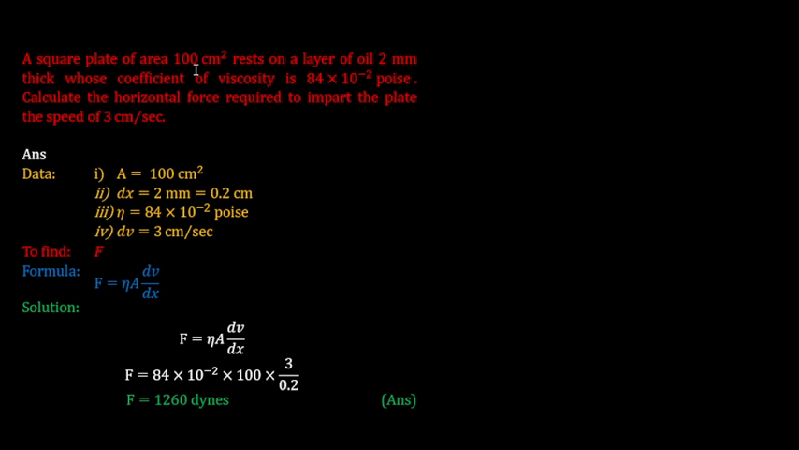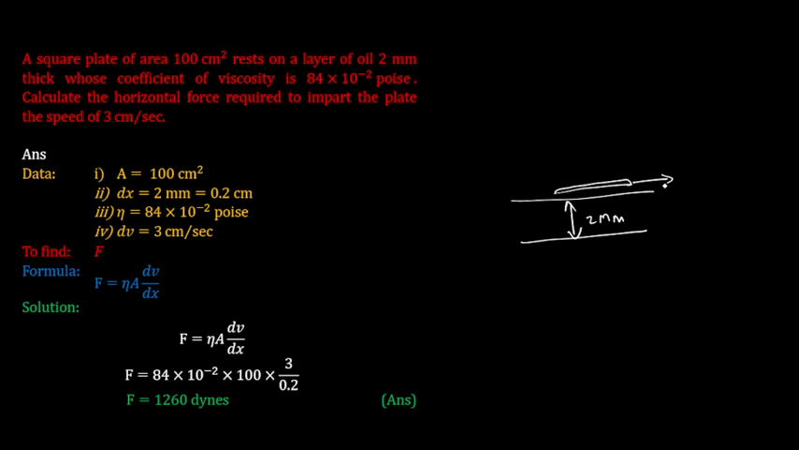Second problem: a square plate of area 100 cm² rests on a layer of oil 2 millimeter thick whose coefficient of viscosity is given. Calculate the horizontal force required to impart to the plate a speed of 3 centimeter per second. We draw the diagram. This is the layer of oil which is 2 millimeter thick, and a square plate rests upon this layer of oil.